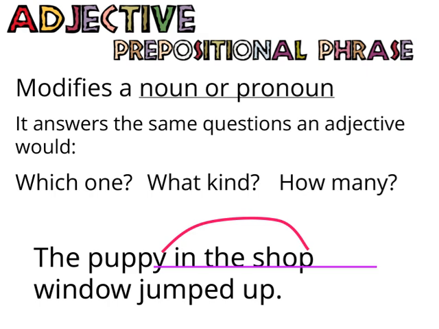Modifiers like this answer important questions. Which one? What kind? How many? For example, the puppy in the shop window helps us understand which puppy, the one in the window. It adds clarity and detail, making our communication more precise. Understanding how modifiers work is key to making your sentences richer and more informative. So, always pay attention to how these descriptive phrases add meaning and context to your sentences, connecting back to the overall theme of clear, effective communication.